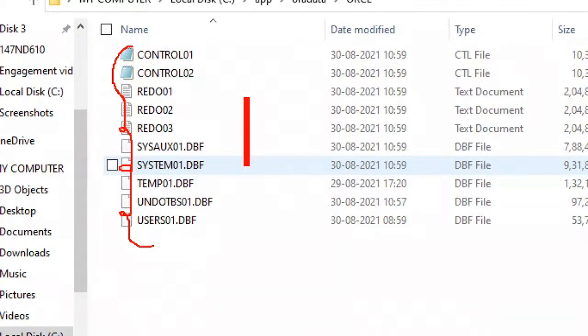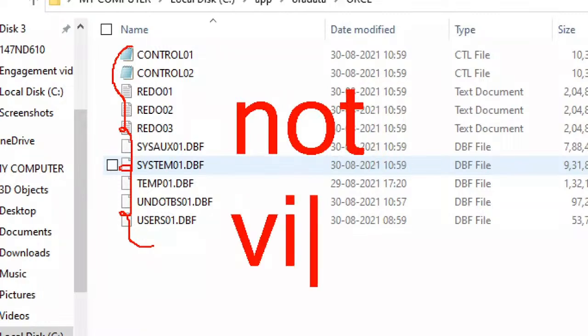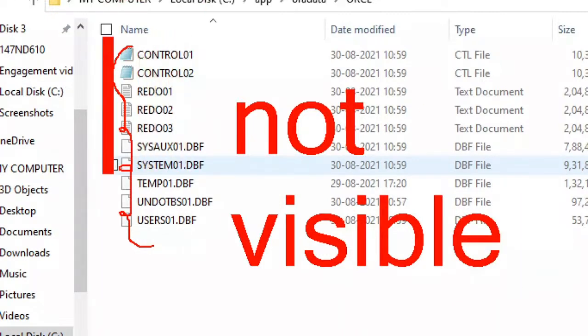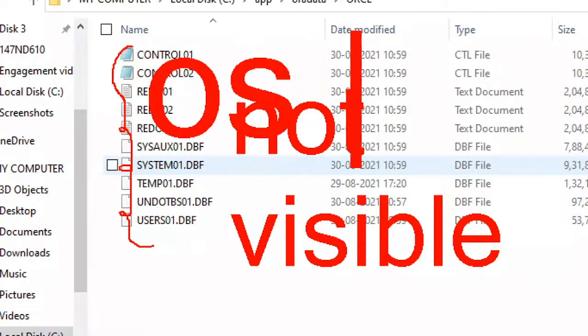Unfortunately, here Z is the table I'm giving. Is that table visible in the operating system or not visible? Very good, not visible. A structure which is not visible in the operating system is called a logical structure. Very, very important. Tables are not visible in the C drive, D drive like that. Views are not visible in the C drive, D drive, E drive like this. Indexes, functions, procedures are also not visible.